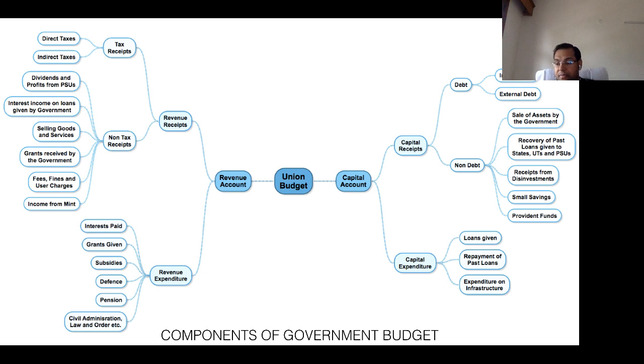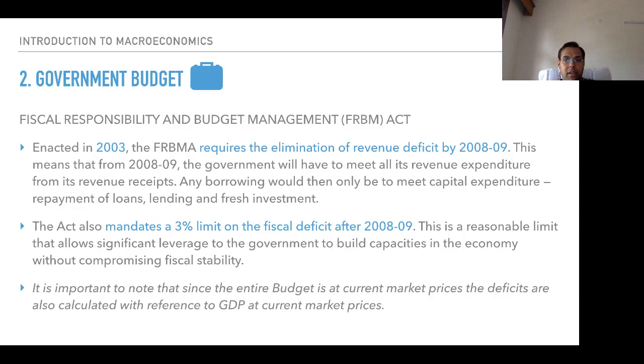Followed by that, revenue expenditure. When we say revenue expenditure, what is it that we are referring to? Interest paid, grants which have been given, subsidies given, defense, pension, civil administration, law and order. All these are a part of revenue expenditures. Capital account is further divided into capital receipts and capital expenditure, revenue account is further divided into revenue receipts and revenue expenditures, and they have been further categorized. This is within the union budget. Union budget में आता है.